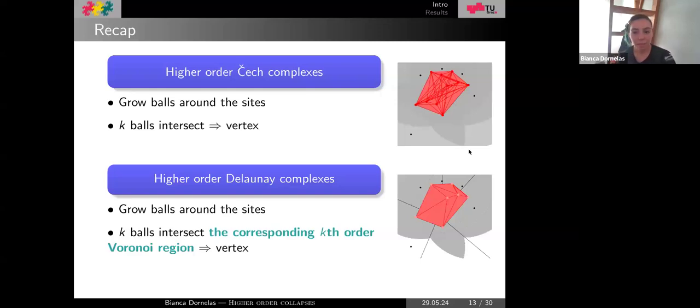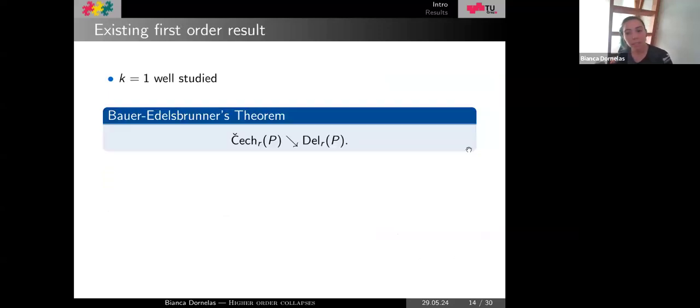So good, we have these two complexes. And what do we want to do with them? We want to extend a result from the order 1. The order 1 is a very well-studied case. And there is this interesting result by Bauer and Edelsbrunner that says that the Čech complex, now with order 1, collapses to the Delaunay complex also of order 1. And we would like to extend that result.